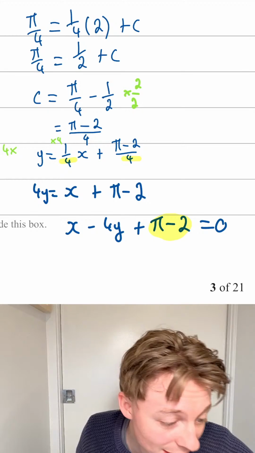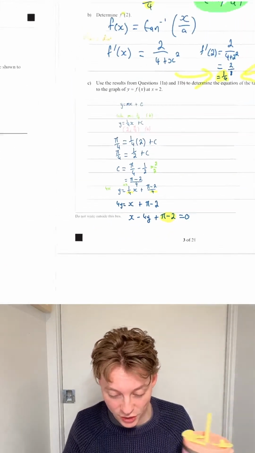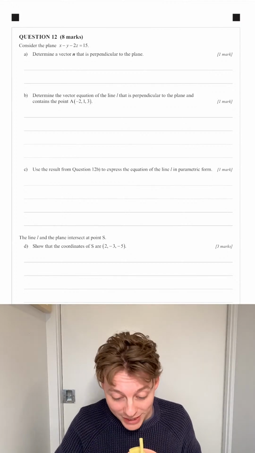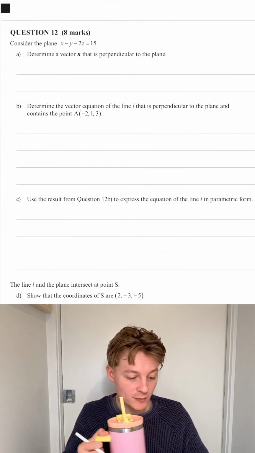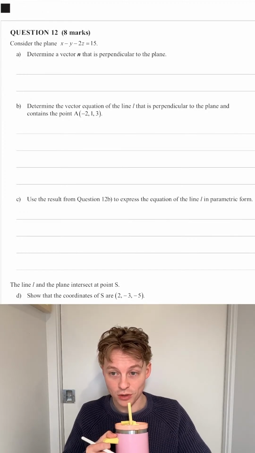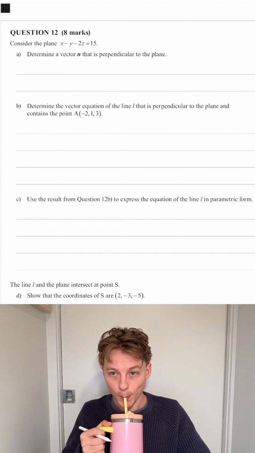Okay? Does anyone have any questions about question 1? If not, I'm going to scroll across to question 12. We can start reading question 12. Question 12 is all about vectors. I'm going to have a sip of water whilst you guys read through question 12. I'll obviously read through it as well.